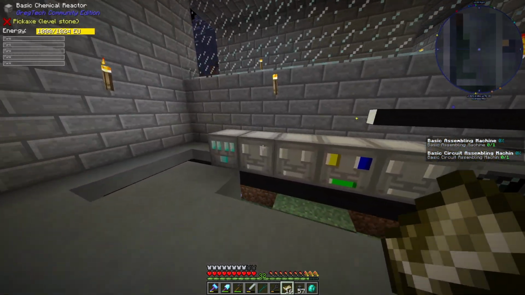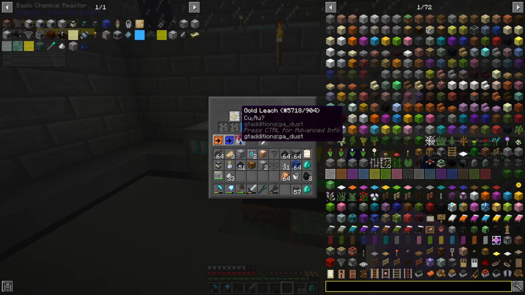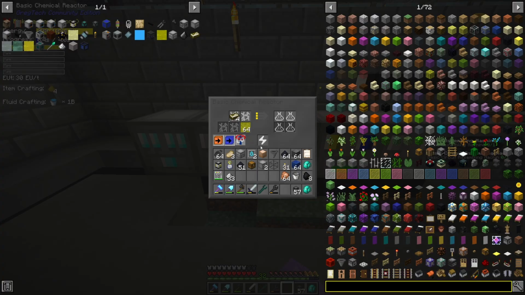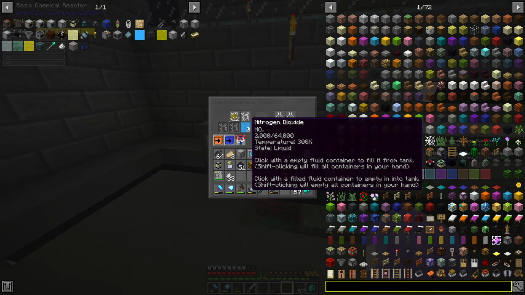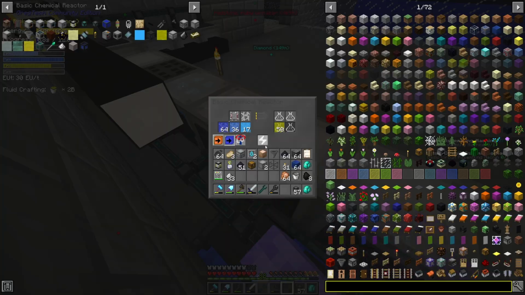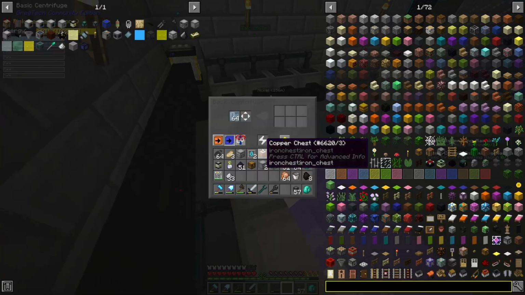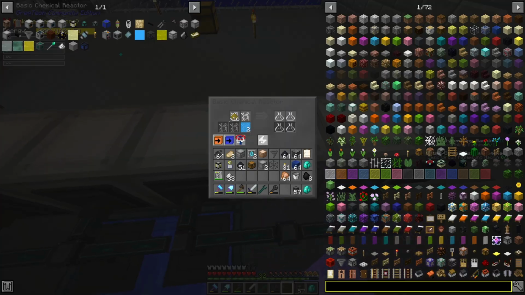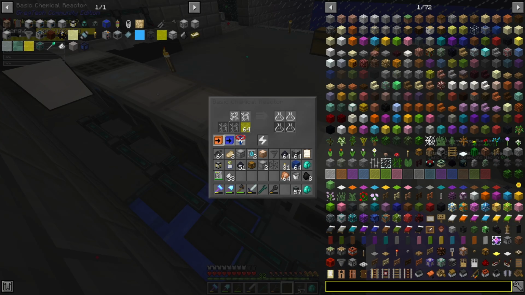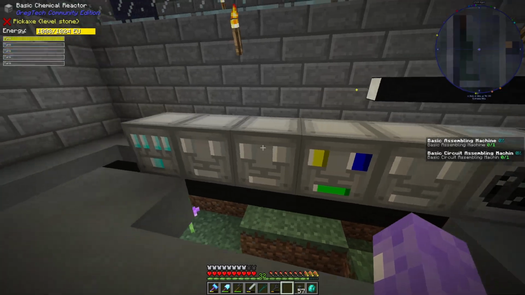But let's throw this in here, into this, the nitric acid. This should be making ourselves the gold leach. And if everything goes well, so gold leach goes in here. Ooh, the nitrogen dioxide goes into here. So maybe I should have that not set. I don't know if it still wants to go in there. Okay, so now it's not going into there, but is it going back in? Where's this nitric acid? Huh, okay. Well, I think it should have looped.